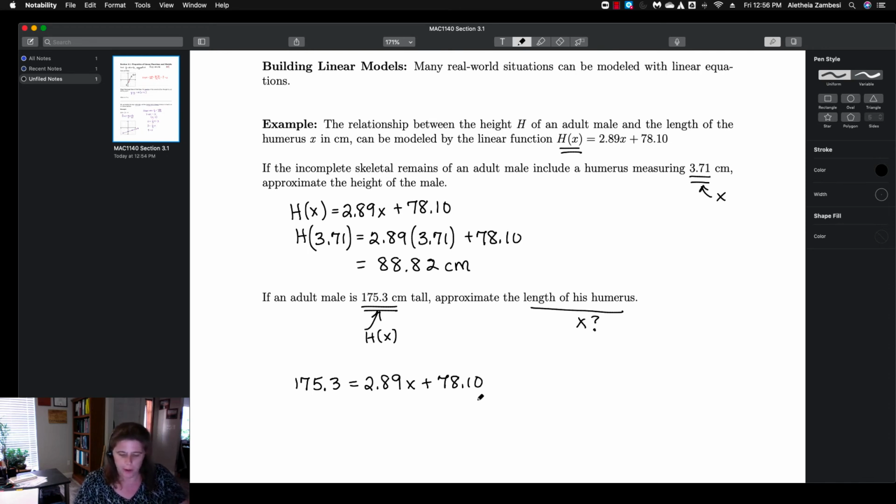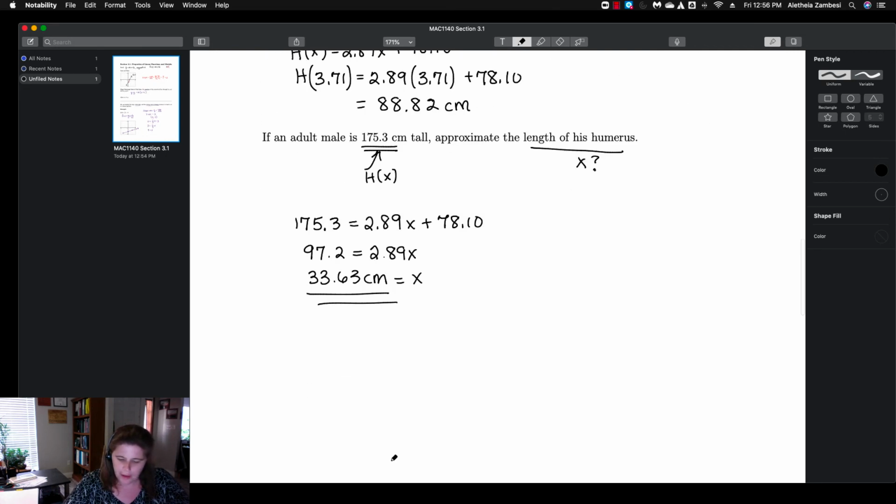Subtracting 78.10 from both sides, 175.3 minus 78.10 gives me 97.2 is equal to 2.89x. Dividing through by 2.89, I get 33.63 centimeters is the length of that humerus bone.